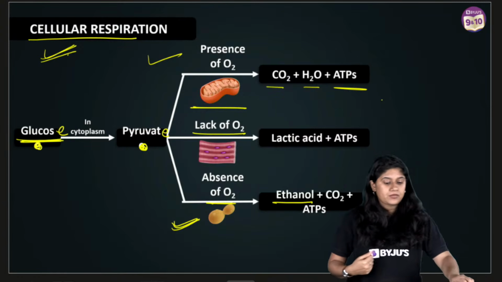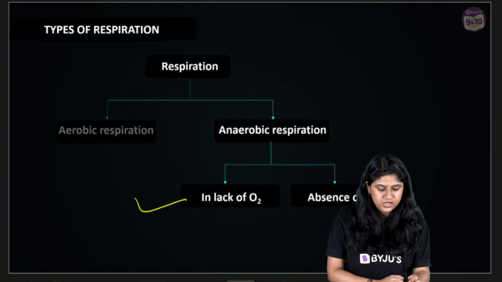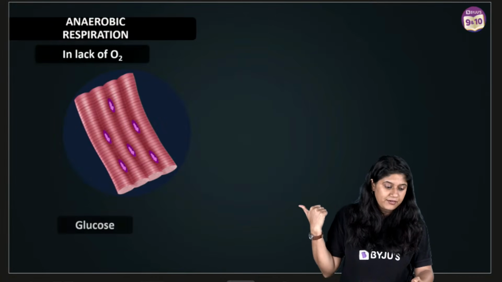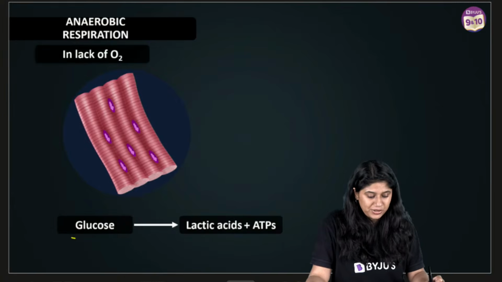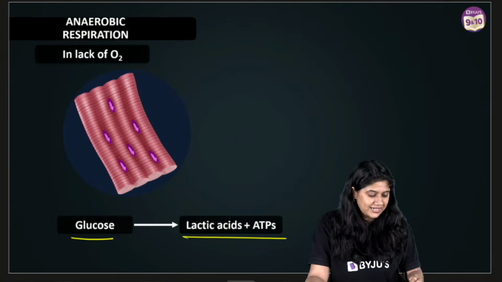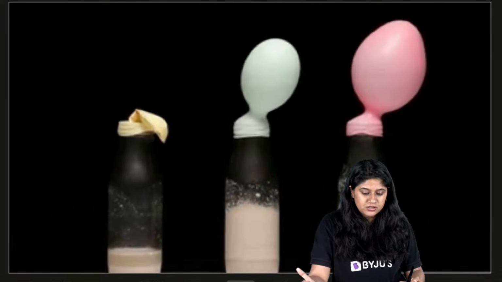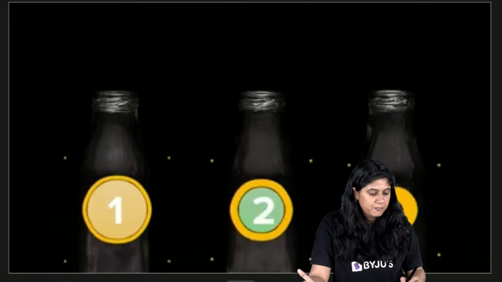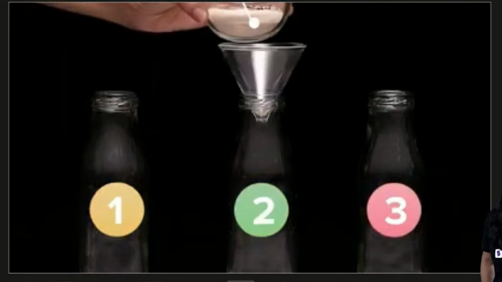Yes, okay, everyone. So are we clear with this? Right? Lack of oxygen. Here we have the slides with us. You can just take a look, everyone, over here. In lack of oxygen, do take a screenshot of it, everyone. We'll see the formation of the glucose, lactic acid, and the ATPs. Here we have an experiment shot, everyone. I hope that you would have seen this, right? See over here in 1, 2, and 3. Take a look over here, everyone.